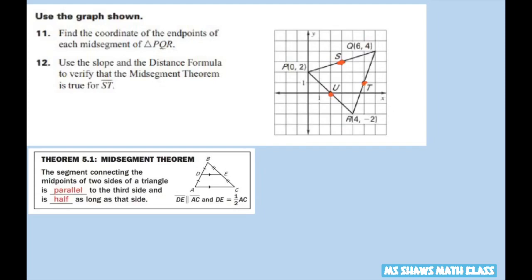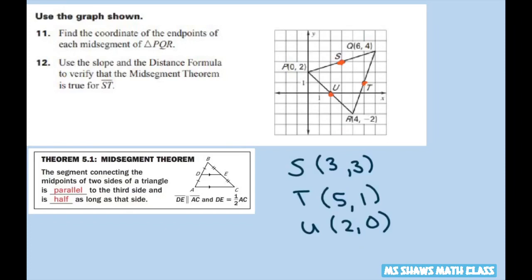So we have S is going to be 3, 3. T is going to be 5, 1. And U is going to be 2, 0.